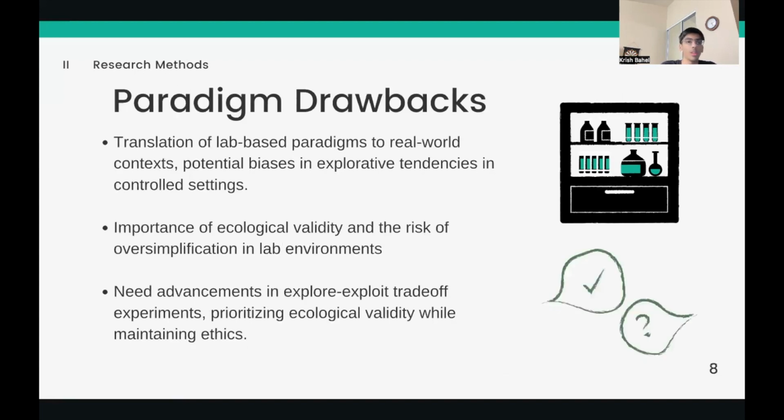Some drawbacks for both of these include the potential biases that show up in participants in a lab-based setting because they are aware that they have the safety of a lab setting to fall back on, so they tend to be more explorative. Additionally, there is a risk of oversimplification in lab environments because you cannot get the full natural setting in a lab environment. Additionally, there are some concerns about ecological validity where scientists have to maintain a sense of ethics.